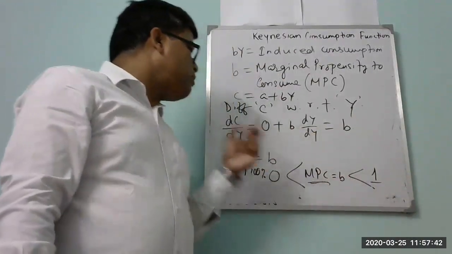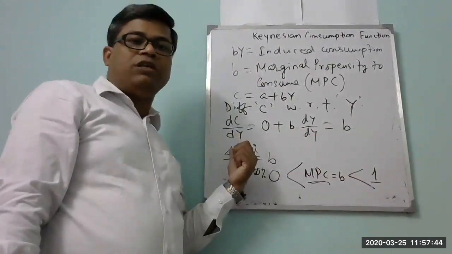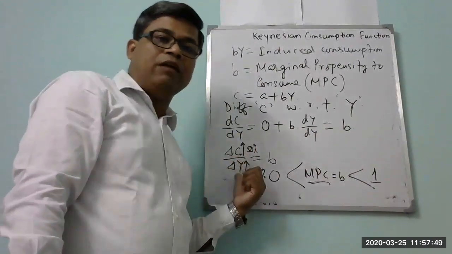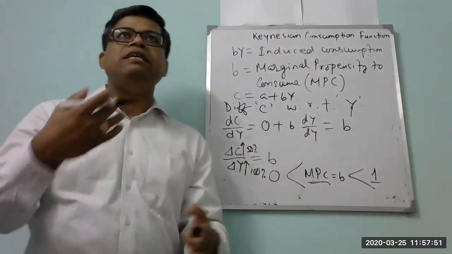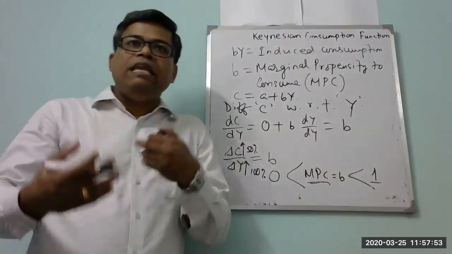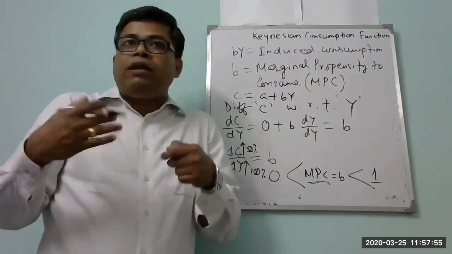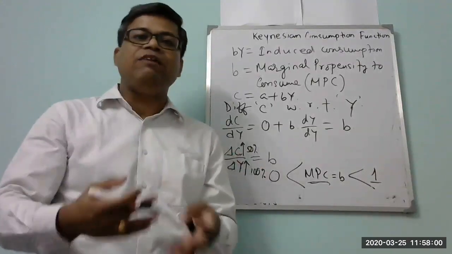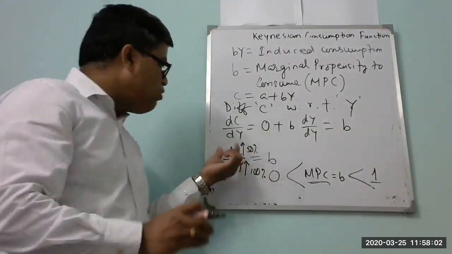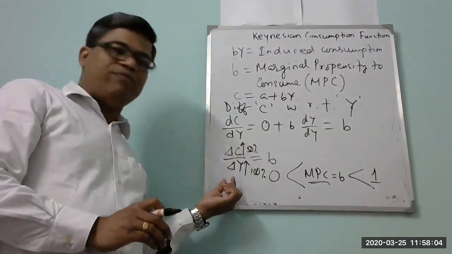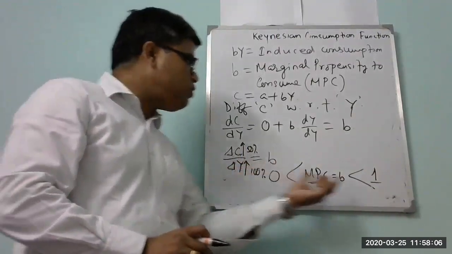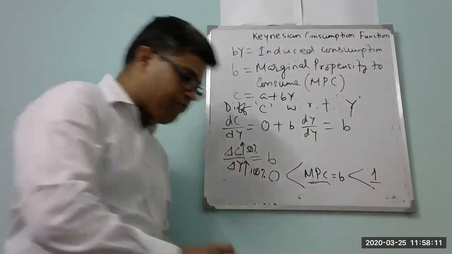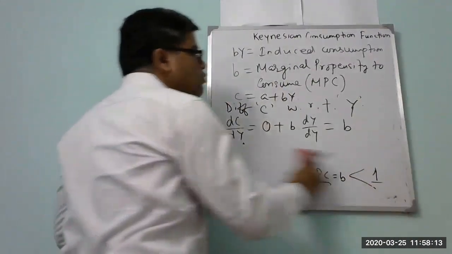But why less than 1? Because the change in consumption is always lesser than the change in income. That means if a person's income changes, then the level of consumption will change, but the change in consumption will not be as much as the change in the level of income. So the value of the numerator is always less than the value of the denominator. That is why it is always more than 0 but less than 1. I think it is clear to you.